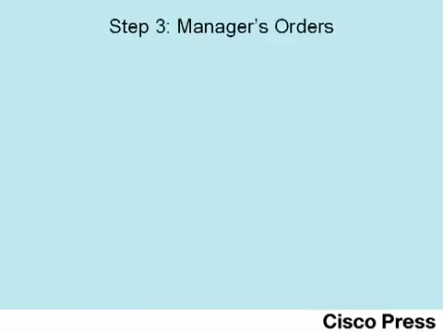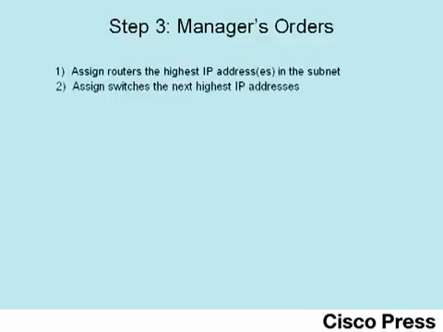Next, let's move on to scenario step 3. The network manager has made some more rules about what you should do with the subnet numbers now that you've chosen them. In particular, the manager says that you should assign the routers the highest IP addresses in their respective subnets, then assign the switches the next highest IP addresses, but then when assigning IP addresses for hosts, to use the lowest IP addresses in each subnet.